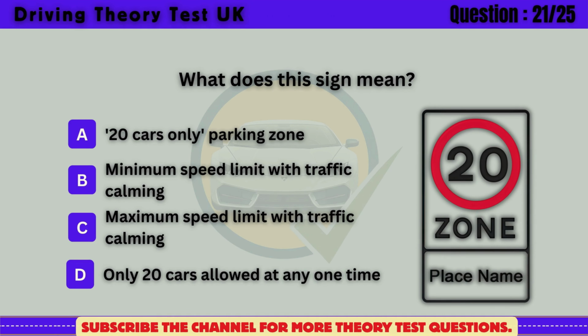Question 21. What does this sign mean? A. 20 cars only parking zone. B. Minimum speed limit with traffic calming. C. Maximum speed limit with traffic calming. D. Only 20 cars allowed at any one time. Answer was C. Maximum speed limit with traffic calming.